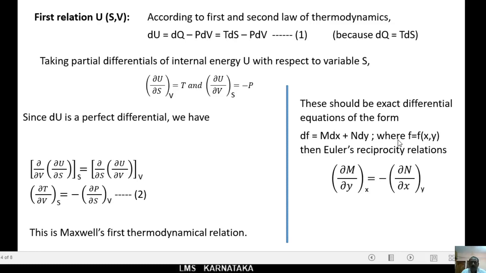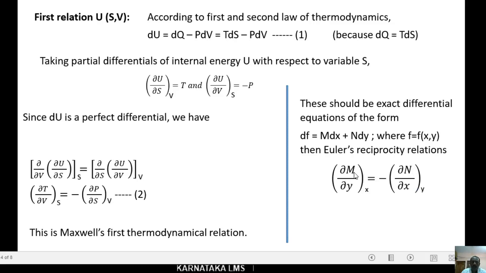where f is equal to f of x,y. This is a function of x and y. Then Euler's reciprocity relation is written as, for this equation, dou M by dou y is equal to minus of dou N by dou x.